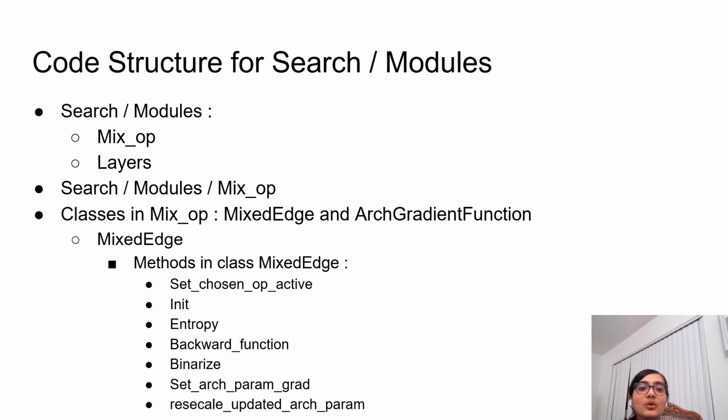The next part is the code structure for search and utils. The first one which we saw was utils, and now the next structure is for search modules. Search modules has basically got two major operations in it, which are mixed operation and layers. As we know, we perform mixed operations for every edge in a cyclic graph. These mixed operations have been defined in the class modules, where the file name is mix operation.